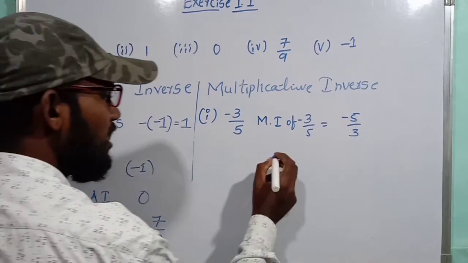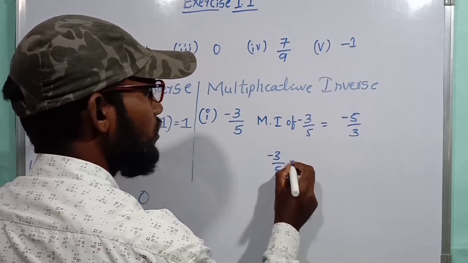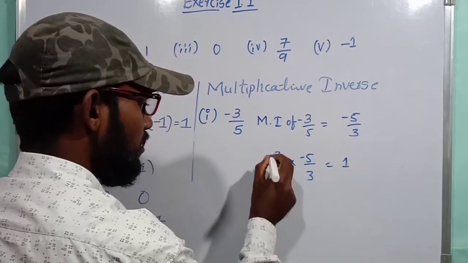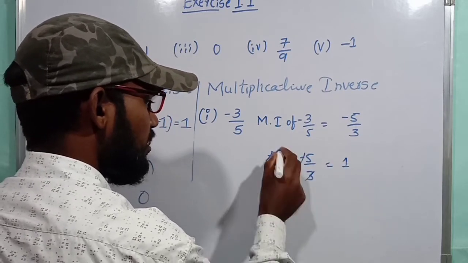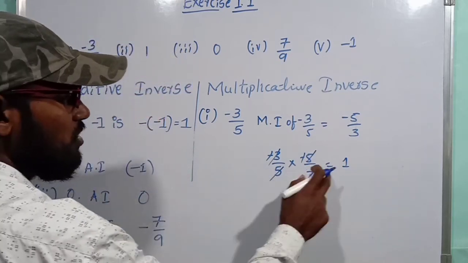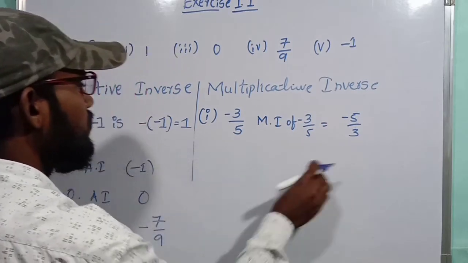So there is no change of sign. If we multiply both, minus 3 by 5 into minus 5 by 3, then we get the product 1. See here, minus minus going to cancel, 3 can cancel, 5 and 5 cancel. What is left here? 1. So the total product is 1. Everyone clear? So this is a multiplicative inverse.